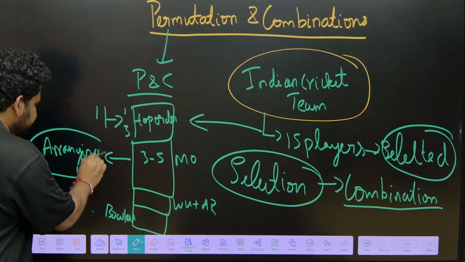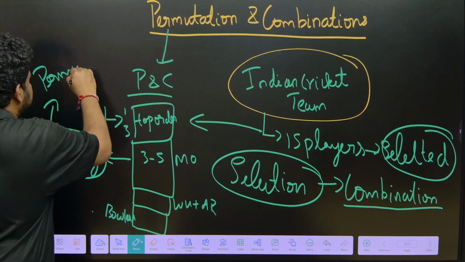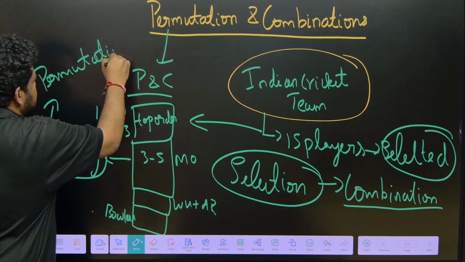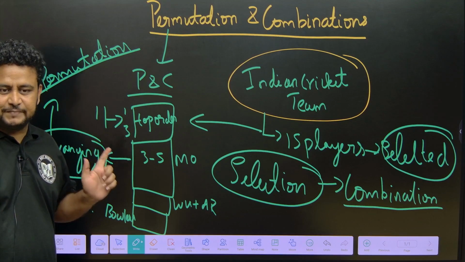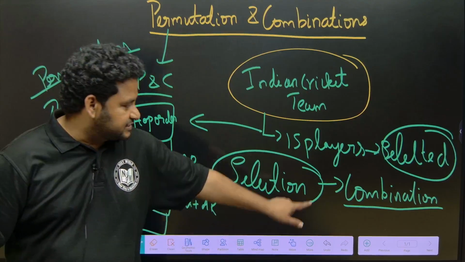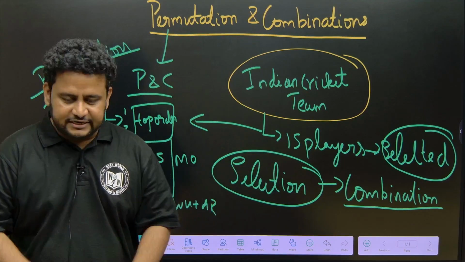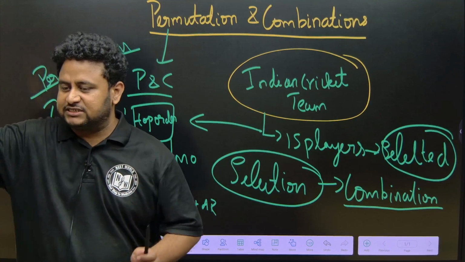This arranging or arrangement is called what? Permutation. Got it? This is the meaning of permutation. Out of so many things I select, that is combination. Then I arrange, that is permutation.